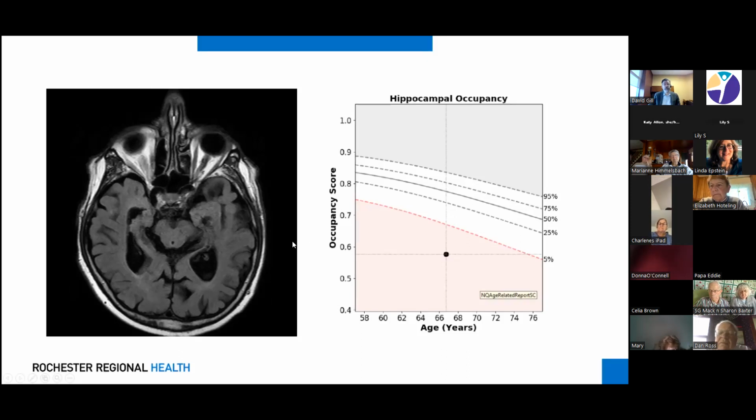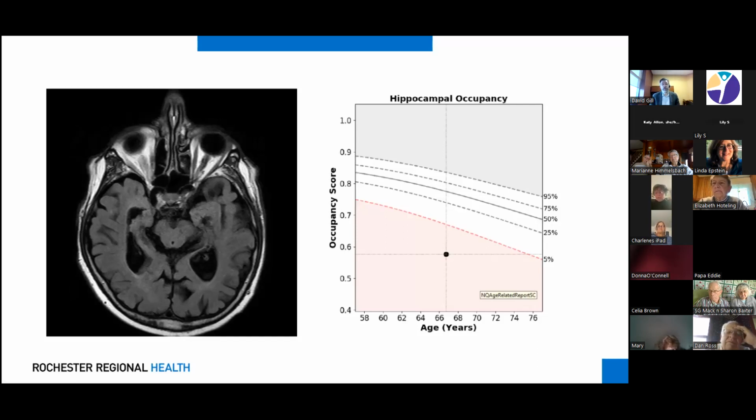And it measures the memory center of the brain and plots it out on this graph. We want our memory centers to be what we'd expect for our age, so between the 25th and 75th percentile. If the memory center size is below the 5th percentile, then it's very small. And it tells us the memory center, the hippocampus, has shrunk quite a bit over time. And there's definitely something going on.